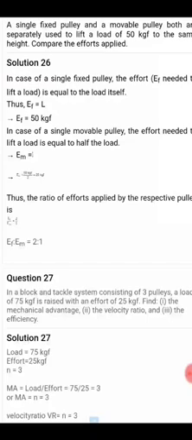100% efficient. I repeat, your VR will always be the same. VR does not depend on efficiency, but your MA depends. So if MA changes, your efficiency also changes. But in this case, your VR and MA both are same. So it is 100% efficient.